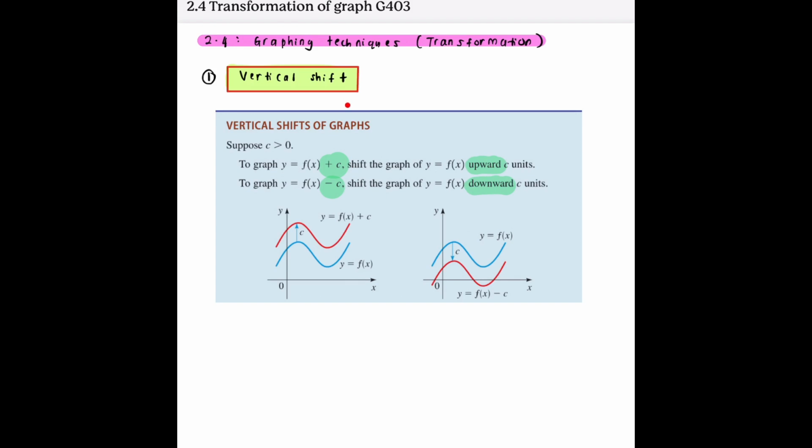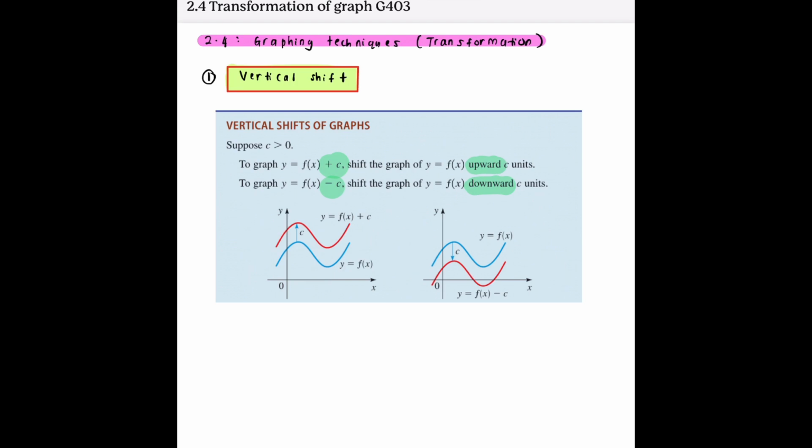Okay, how can you know whether your graph is having a vertical shift? Look at this one. Let's say f(x) is your original function. If you have constant plus c added to the function, then your graph is moving upward c units, meaning that your graph is having a vertical shift upward. If you have minus c, then your graph will be moving downward c units.